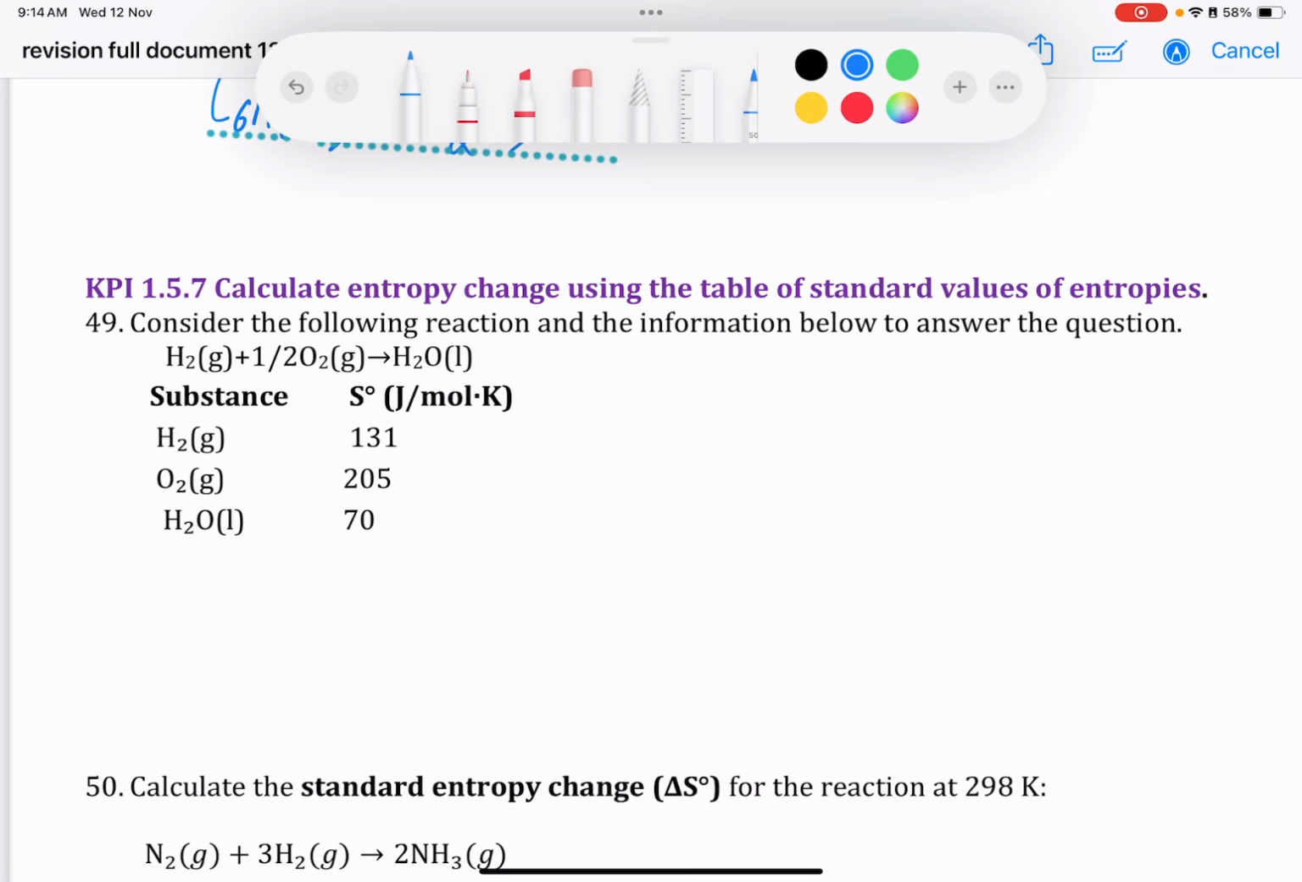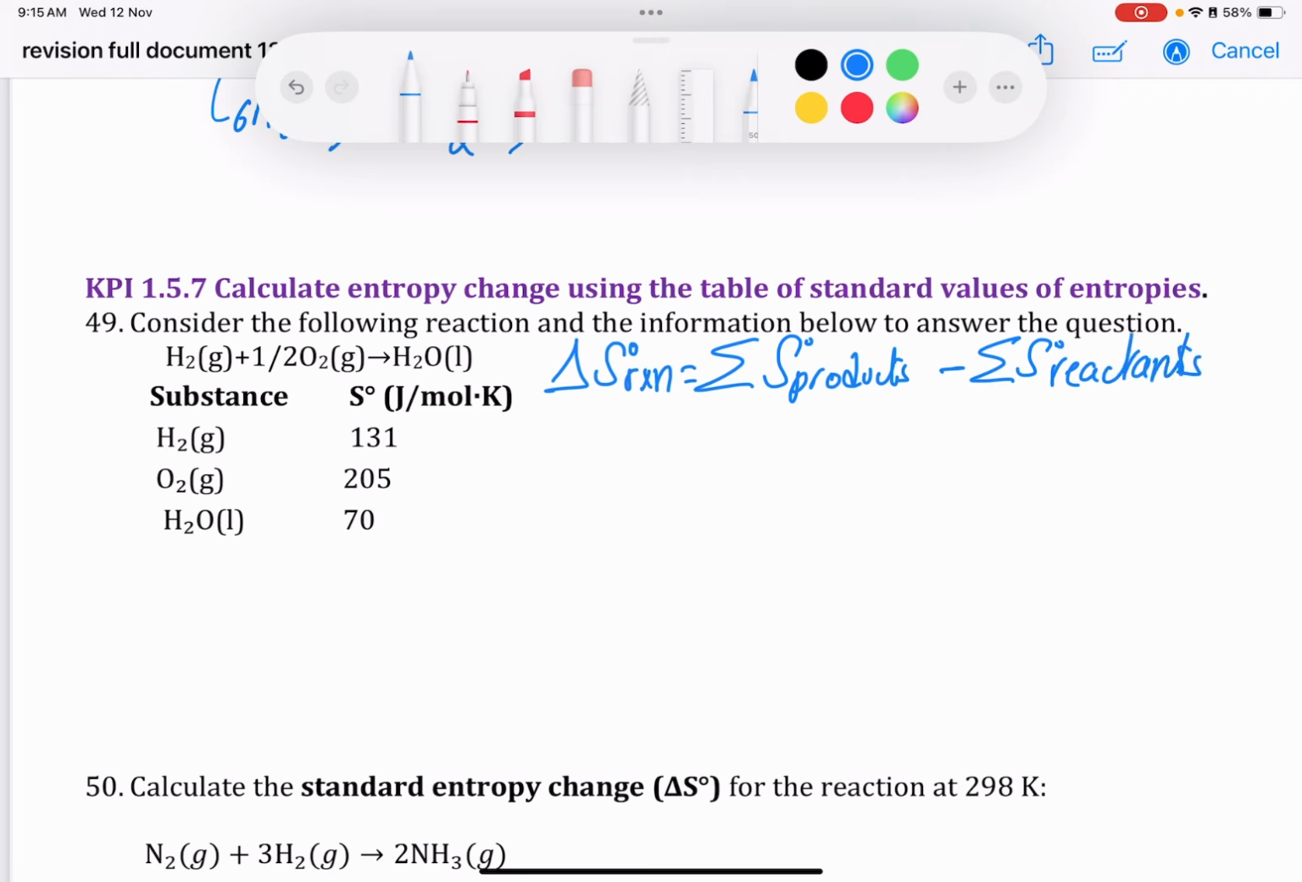Now, let's go back to using the summation equation, but this time in order to calculate the entropy of a reaction. So delta S of the reaction is equal to the summation of the total entropy of products minus the summation of the total entropy of reactants. So this time we are using entropy.